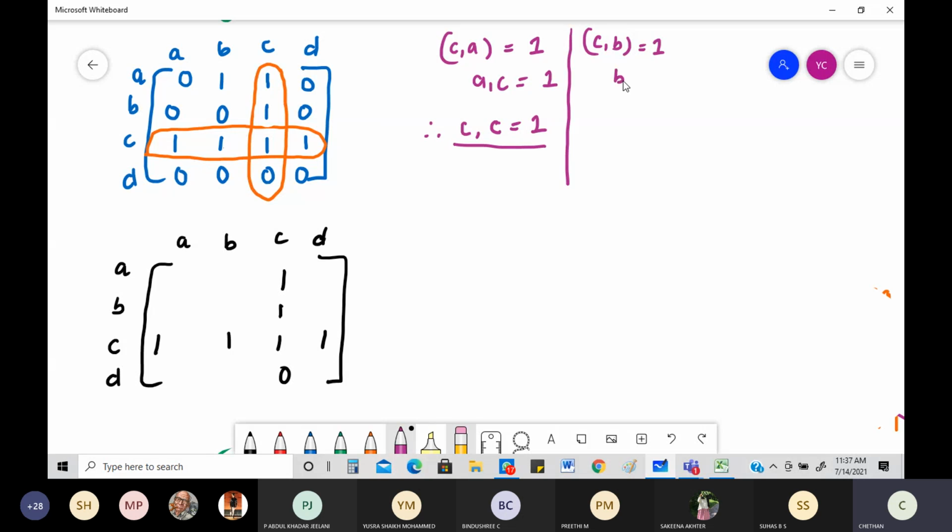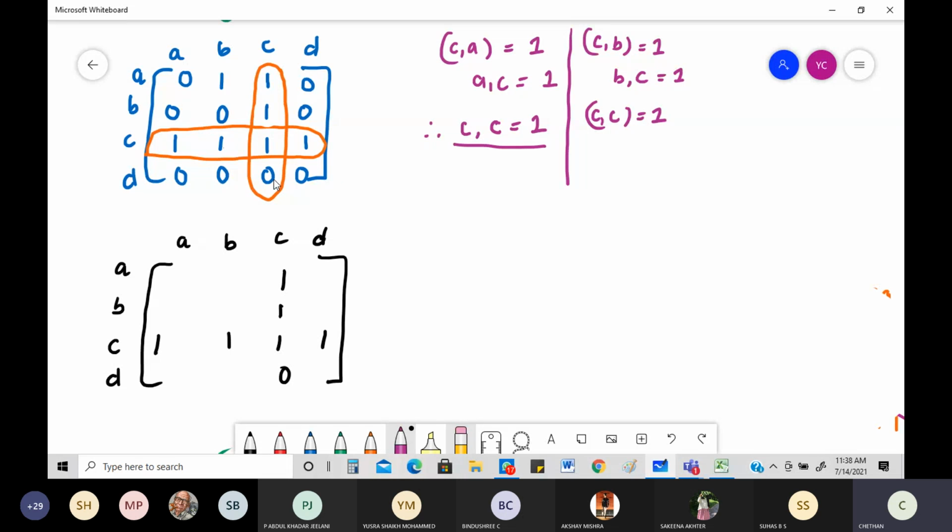What will be the next one? B comma, start from the values with regard to B. B comma C is equal to 1. So you're getting the same thing again. C comma C is equal to 1. That will not change anything. C comma D is equal to 1. Not much is getting changed here. C comma D is also equal to 1, then D, you have nothing here. So these are the two things which you already know, you are going to get the same value.